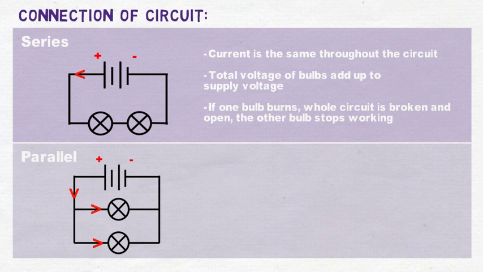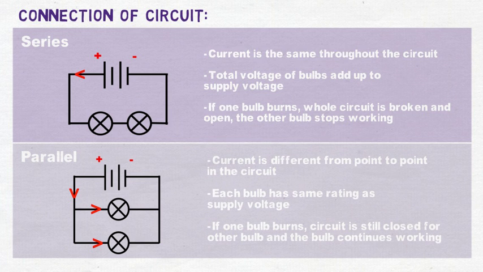In parallel connection, current is different from point to point in the circuit. Each bulb has the same rating as supply voltage. If one bulb burns, circuit is still closed for other bulbs and the bulb continues working.